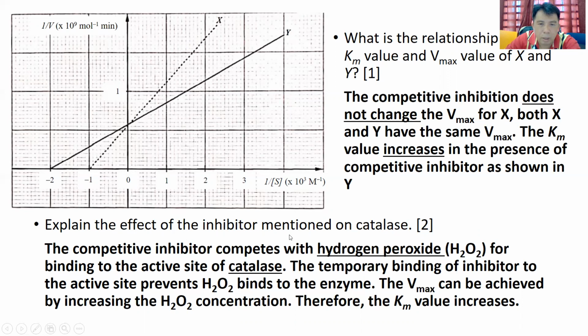So the effect of inhibitor mentioned on catalase. The competitive inhibitor competes with hydrogen peroxide for binding to the active site of the catalase. The competitive inhibitor is temporary binding only, and it binds to the active site, preventing the hydrogen peroxide from binding to the active site of the enzyme. Then the Vmax can be achieved by increasing the hydrogen peroxide concentration. Therefore, the Km value increases.